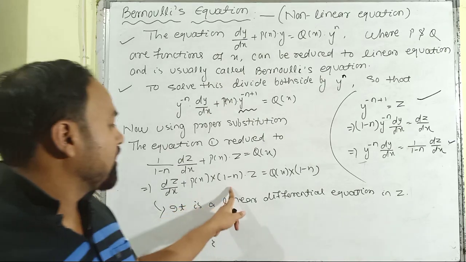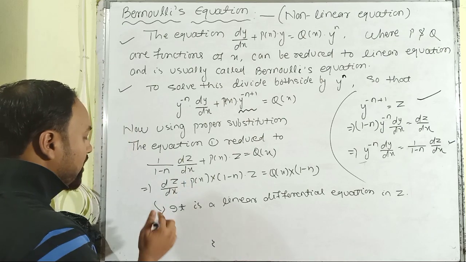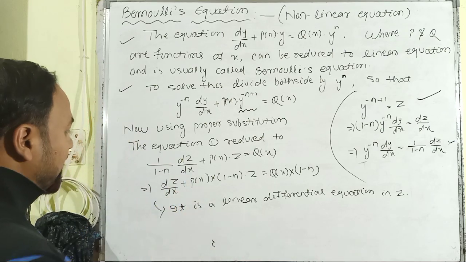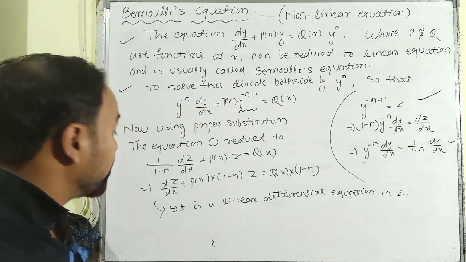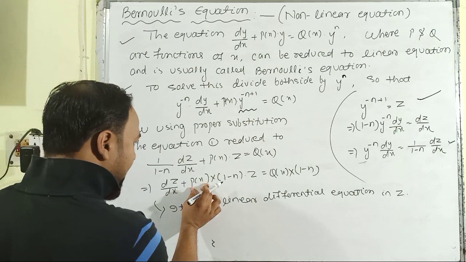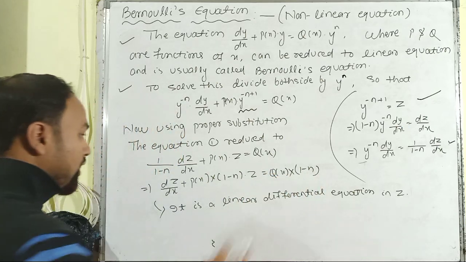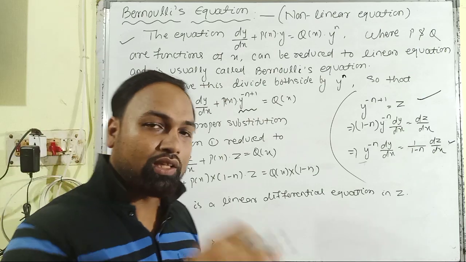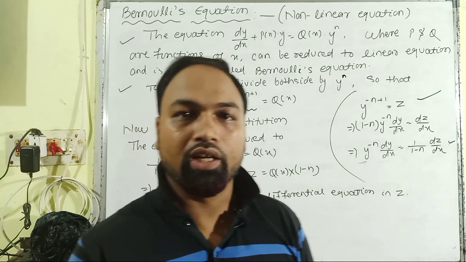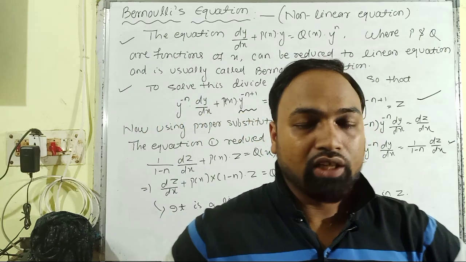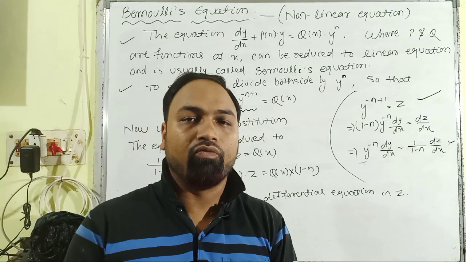So it is in the form of a linear differential equation in the variable z, because the independent variable is x and the dependent variable is z. That is, dz/dx plus p of x into z is equal to q of x. Then you can find the integrating factor and proceed with the usual procedure that we have used for the solution of the linear differential equation. Basically, this Bernoulli equation is named after the mathematician Jacob Bernoulli.